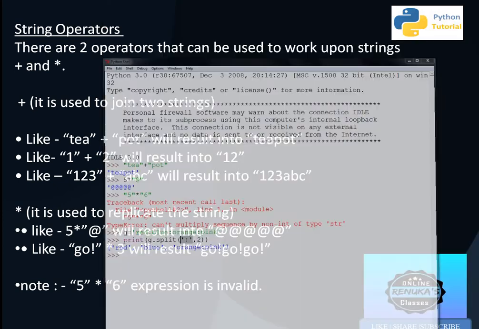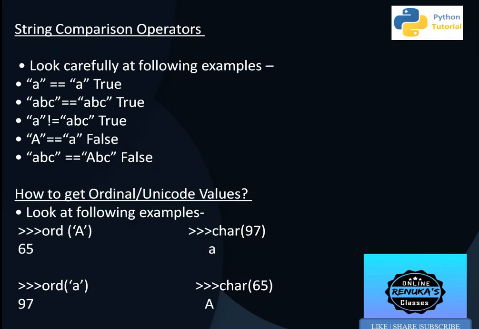Then there are a few more functions. Next are the comparison operators. Comparison means if you want to compare two strings, use double equals. Small a equals small a will return True, this will also return True, but capital A equals small a will return False. Why? Because in Python capital and small are treated as different values.